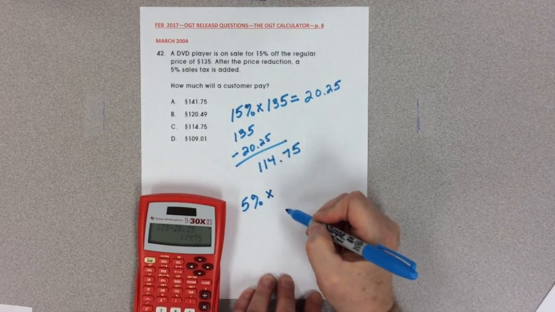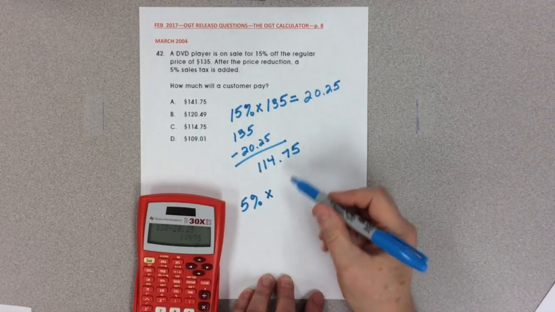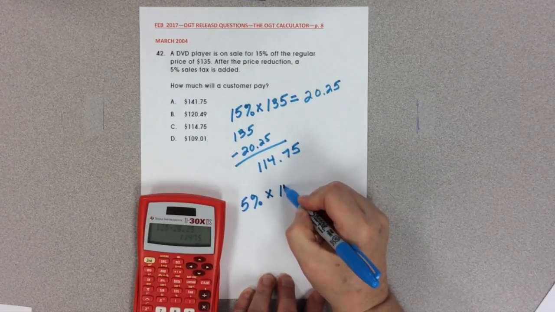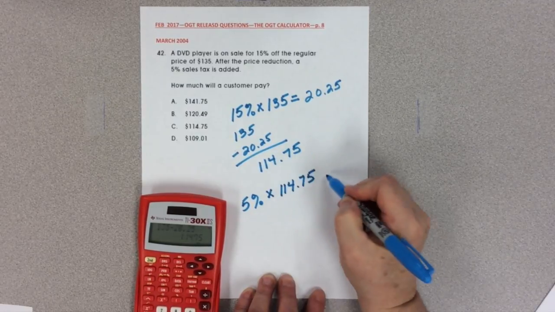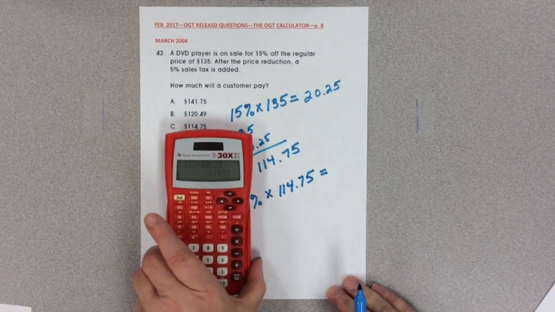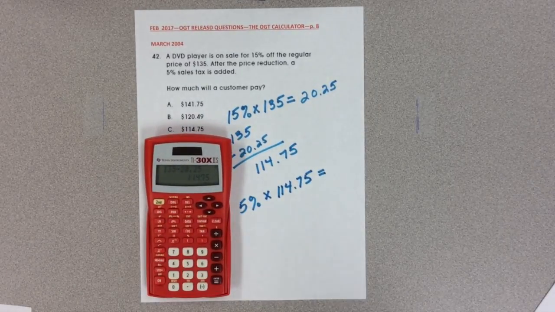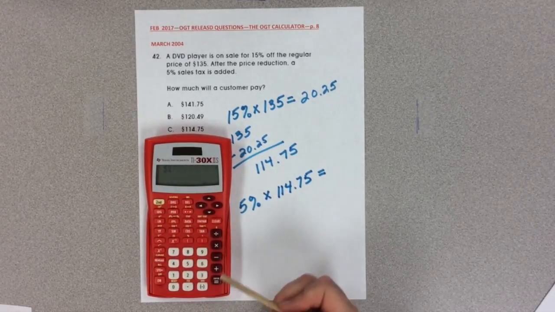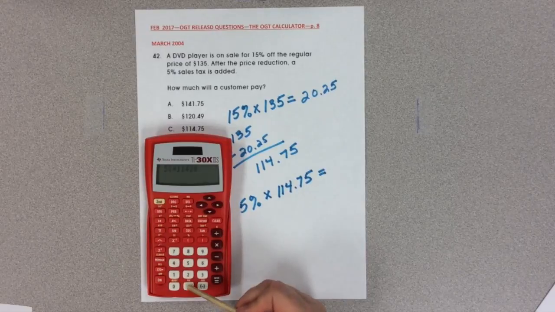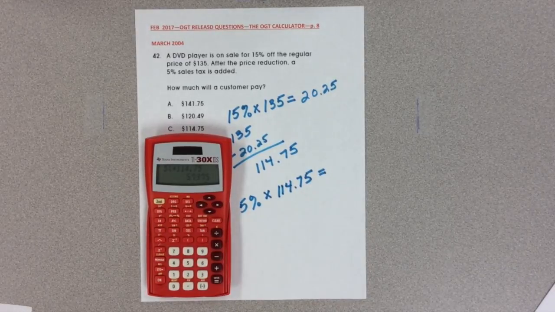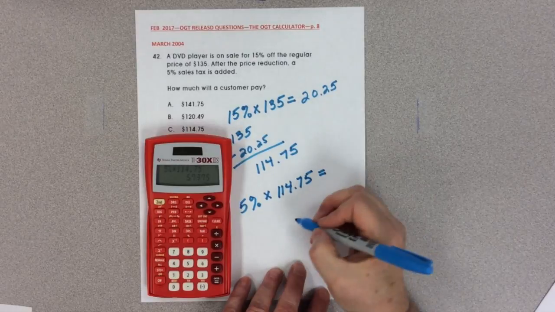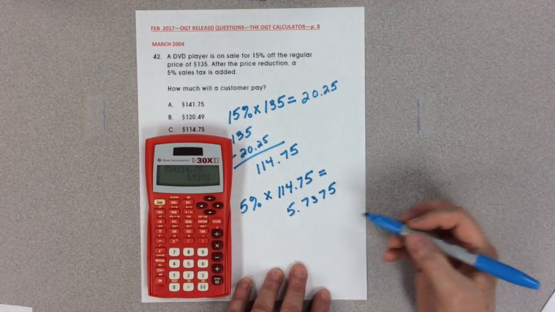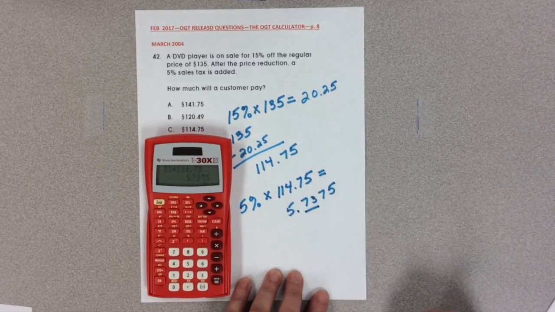So we're taking 5% times, now we take it on the new amount, not on the old 135. We're paying $114.75. So that's what we use to find our sales tax. So once again, now our calculator can do that for us. 5, second parenthesis is our percent, times 114.75. And it gives us sales tax. It gives us 5.7375.